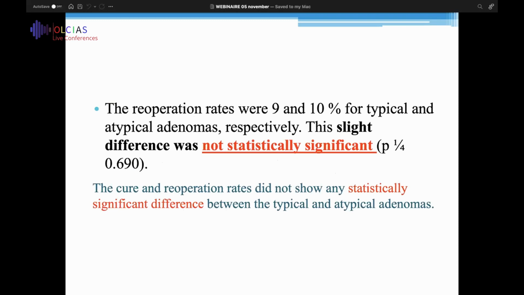For the reoperation rates, the reoperation rates were 9 and 10% for typical and atypical pituitary adenoma, respectively. This slight difference was not statistically significant, so the cure and reoperation rates did not show any statistically significant difference between the typical and atypical pituitary adenoma. This is the second result. So there is no statistically significant difference between the cure and reoperation rates between the typical and atypical pituitary adenoma. Next slide.